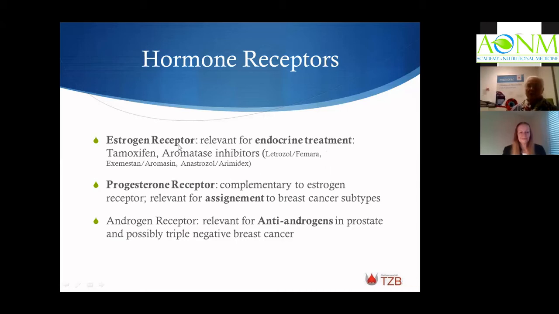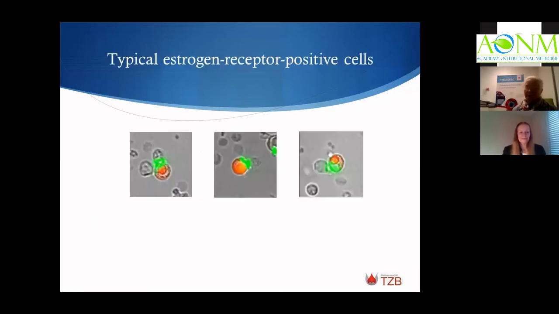So it's important whether the cells carry this receptor, and the progesterone receptor is also complementary to the estrogen receptor, and the androgen receptor now becomes obviously important not only in prostate cancer but also in triple negative breast cancer. Triple negative means they do not have the estrogen receptor, they do not have the progesterone receptor, and they do not have HER2, which I will come to later.